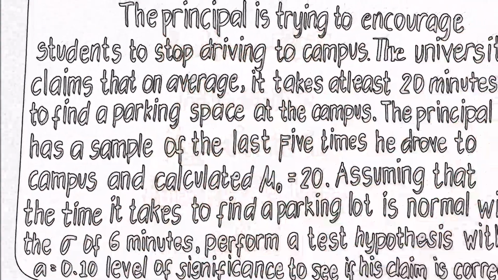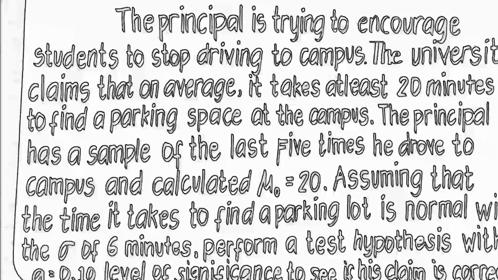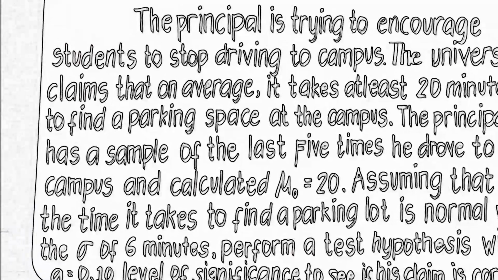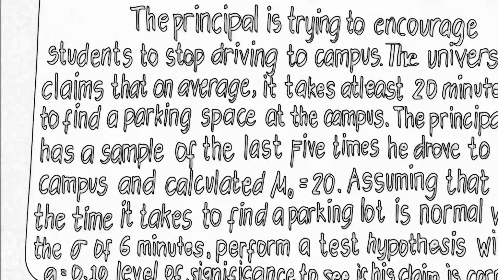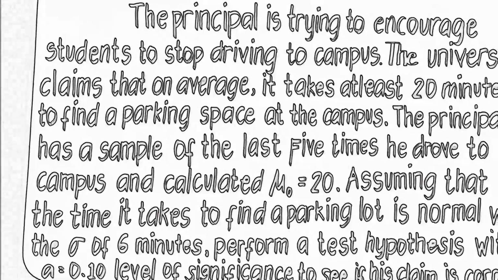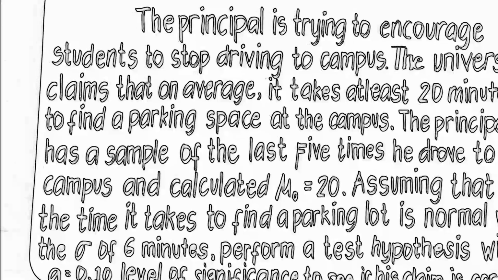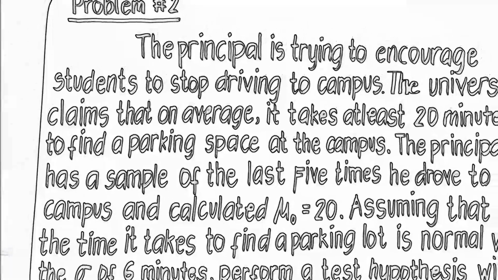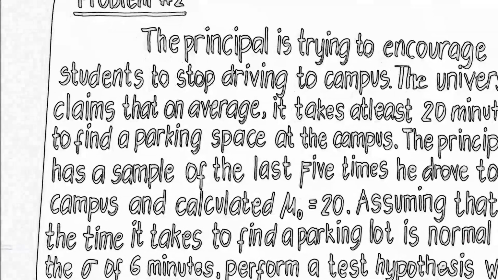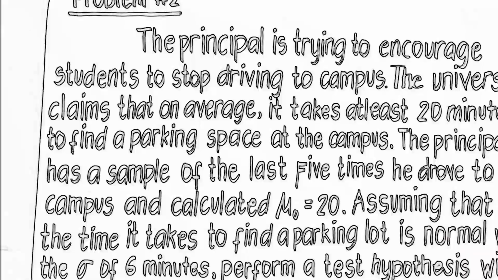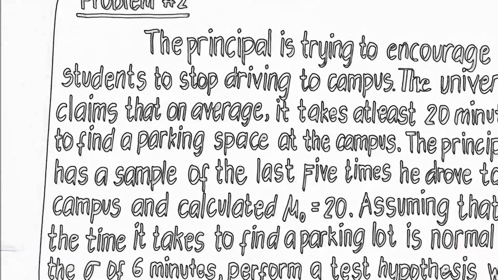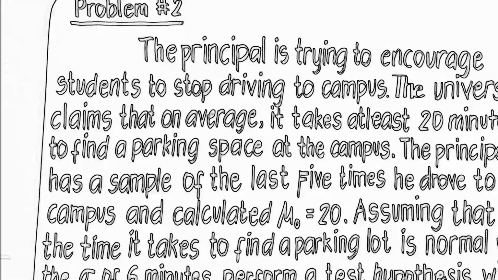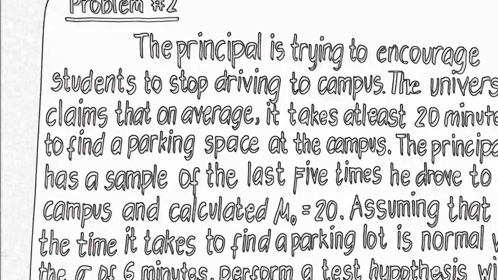Problem number 2. The principal is trying to encourage students to stop driving to campus. The university claims that on average, it takes at least 20 minutes to find a parking space at the campus. The principal has sampled the last 5 times he drove to campus and calculated a population mean of 20. Assuming the time it takes to find a parking lot is normal with a standard deviation of 6 minutes, perform a hypothesis test with a 0.10 level of significance to see if the claim is correct.